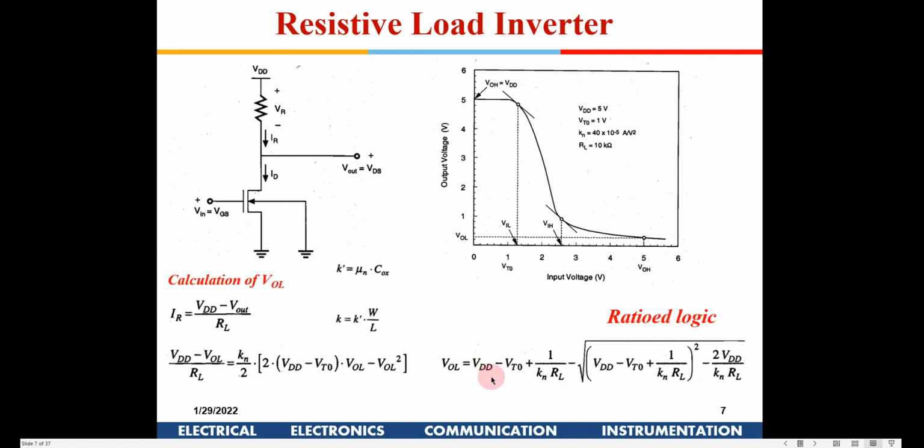What is important to note is that VOL is inversely proportional to Kn and RL. If you use a large RL, VOL will become lower, and similarly if you use a large Kn, that means the size is increasing, VOL will still be low. So this proportionality should be clear. This is how the value of VOL is calculated. VOH is going to be VDD, VOL is defined by this equation. Again it is ratioed, and this is what we need to remember.